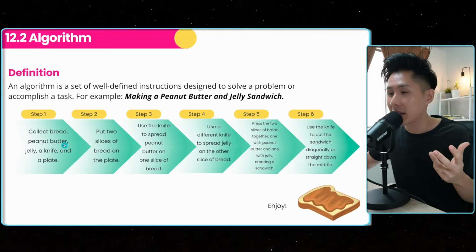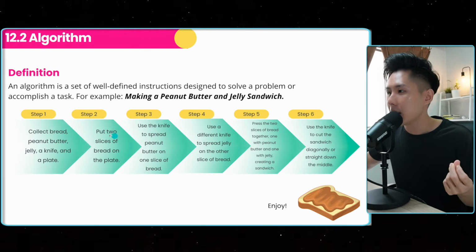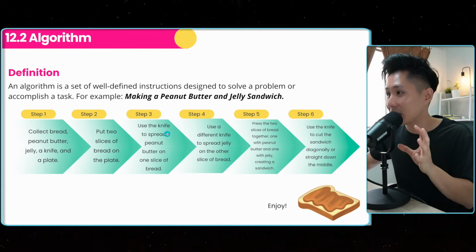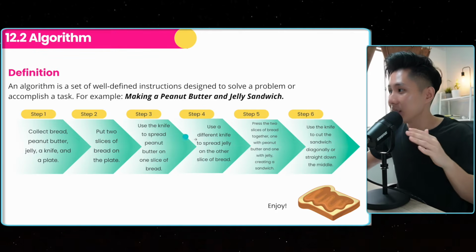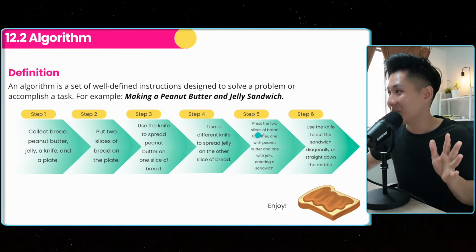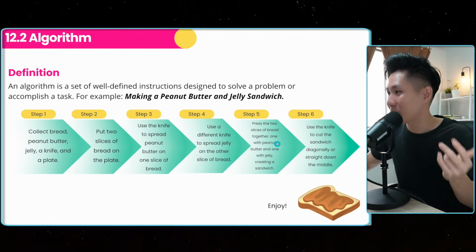Collect bread, peanut butter, first gather the materials. Put 2 slices of bread on the plate. Use the knife to spread out the peanut butter. Use a different knife to spread jelly so that you don't have a mixture. I don't know. Press the 2 slices of bread together.